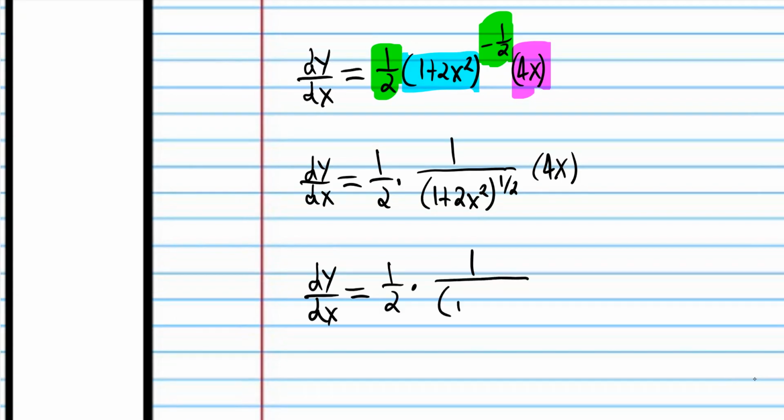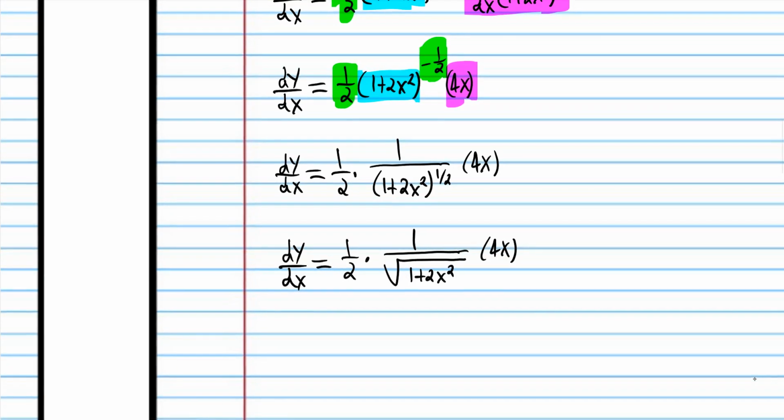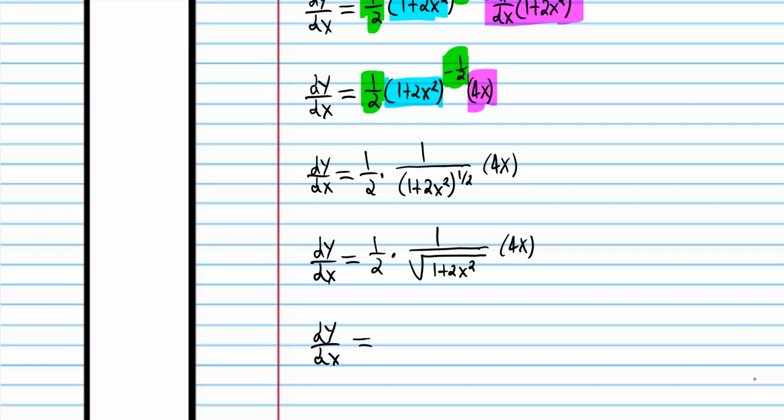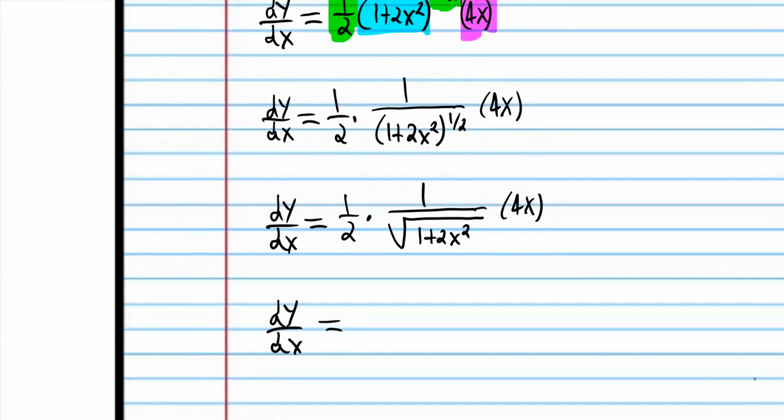And by the way, these numbers are from my intermediate algebra course, if you want to go back and look at the exponent rules. So we change to a square root. Okay, so we dealt with the negative exponent and the fraction exponent, and now we can multiply all this together.